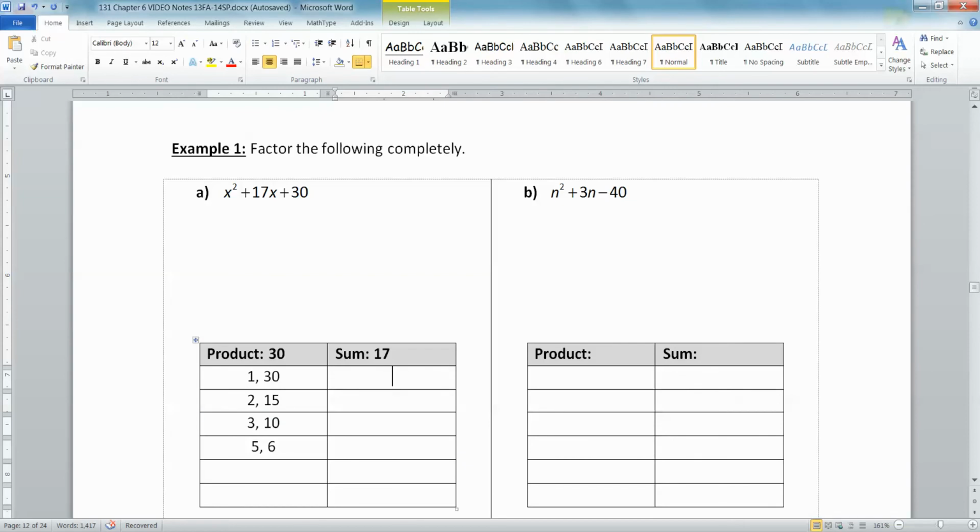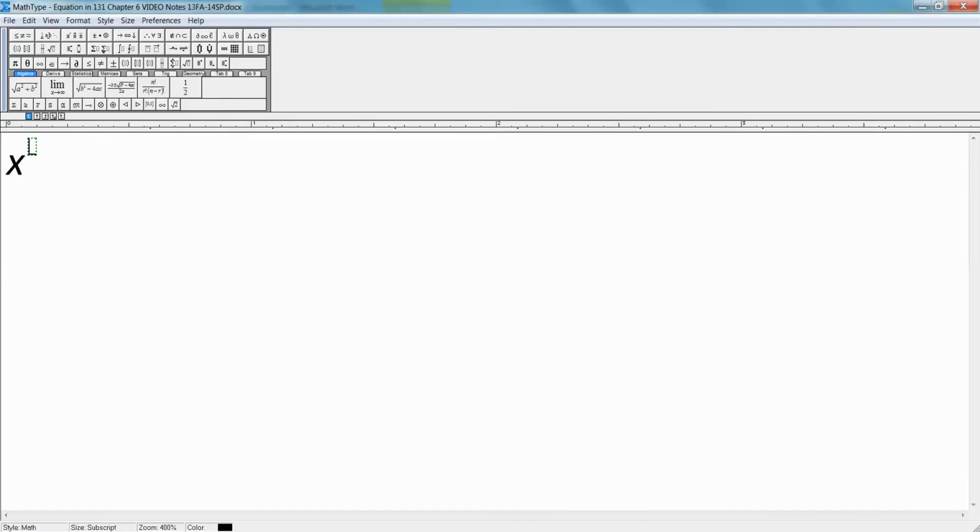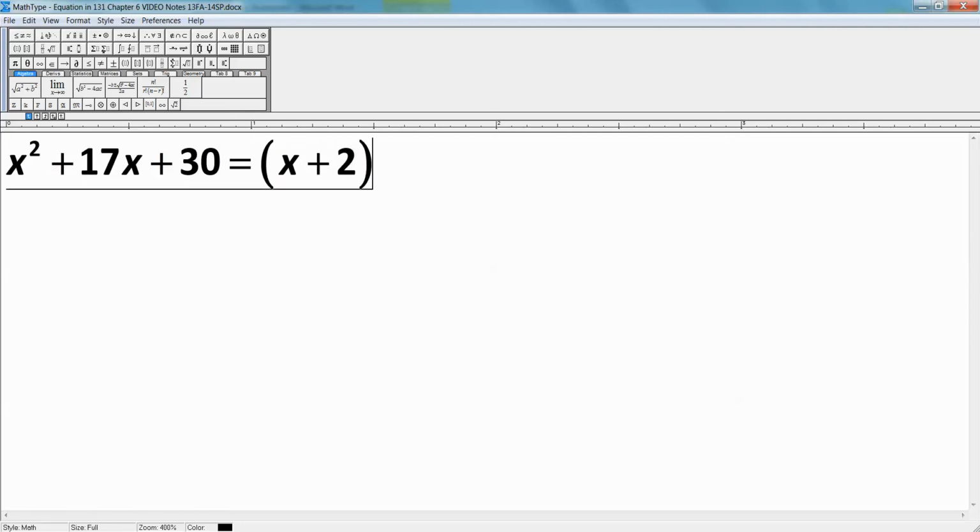All right, so if I'm going to add these up, this one would make 31. This would make 17, this would make 13, and this would make 11. And you can see it right there. Ding, ding, ding. That's the one, right? So if I'm going to make 17 for my middle, I need 2 and 15 to be my two numbers. So x squared plus 17x plus 30 breaks into two parentheses, x plus 2 and x plus 15.